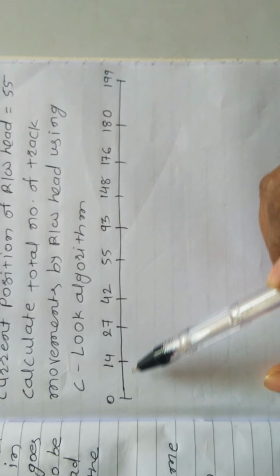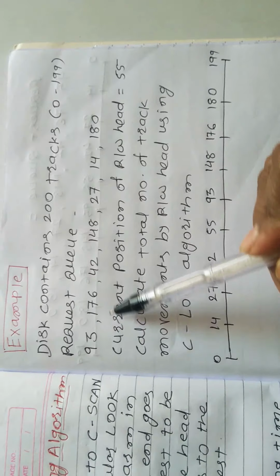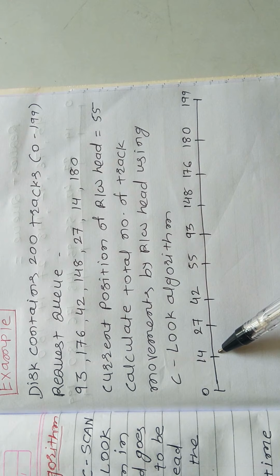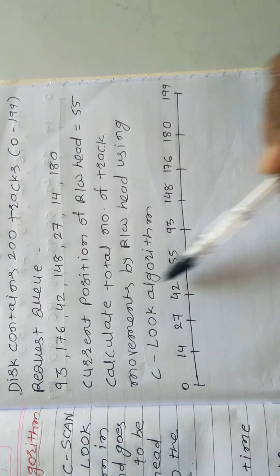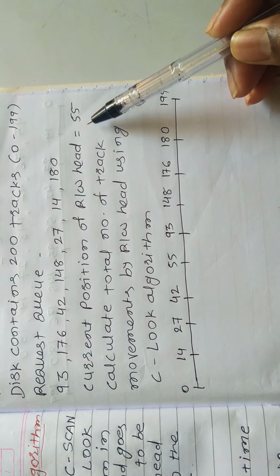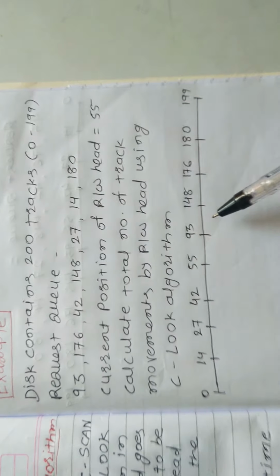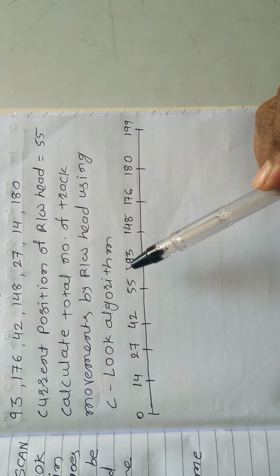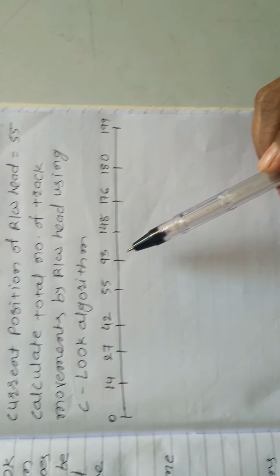So as you already know, you have to draw the tracks like this. Firstly, 200 tracks are given, so 0 to 199, and the requests you have to draw in ascending order. So firstly 14 will come, then 27, 42, then the read write head, then the requests 93, 148, 176, and lastly 180. Now you have to solve this problem using the C-LOOK disk scheduling algorithm.